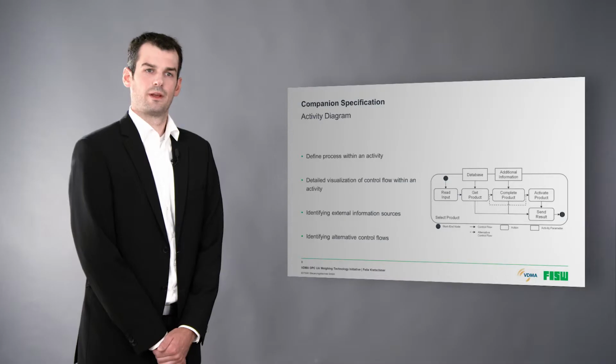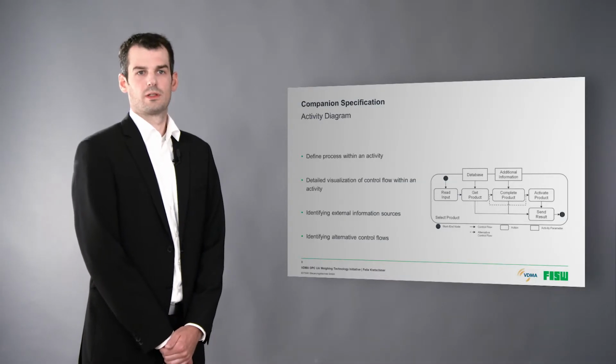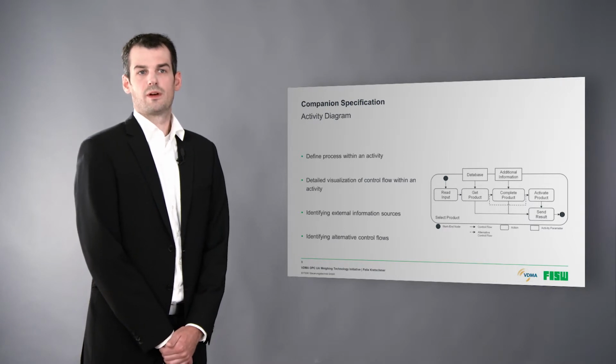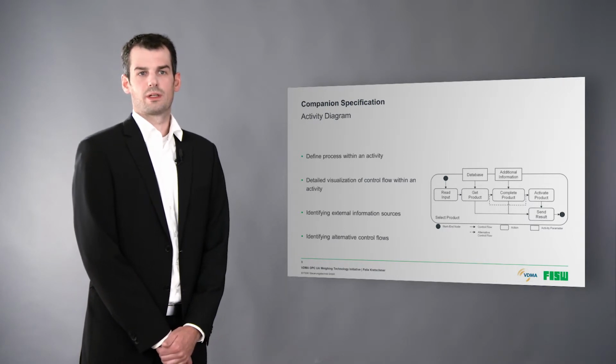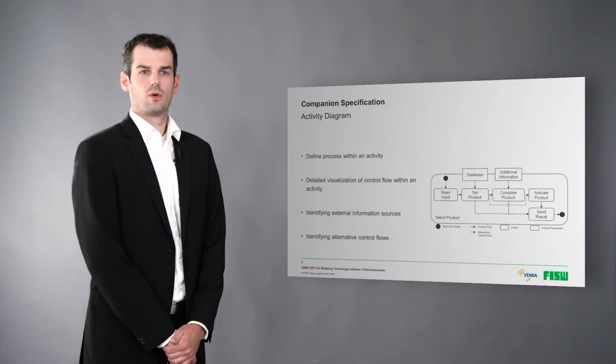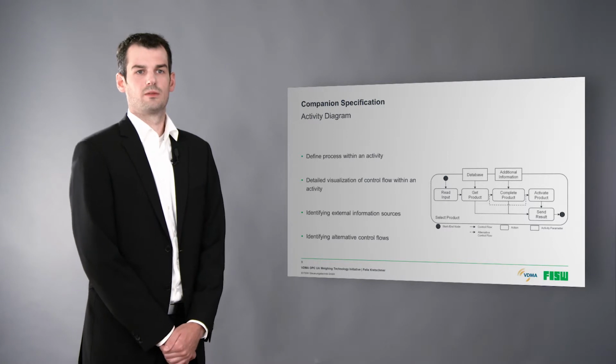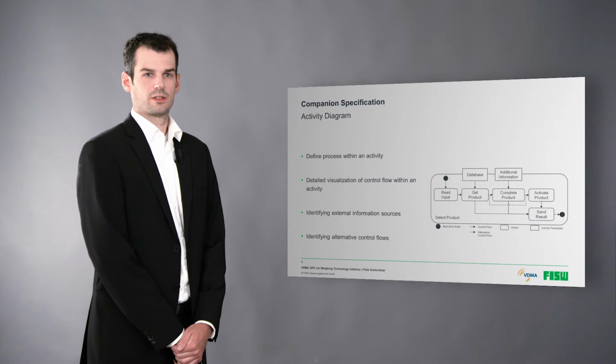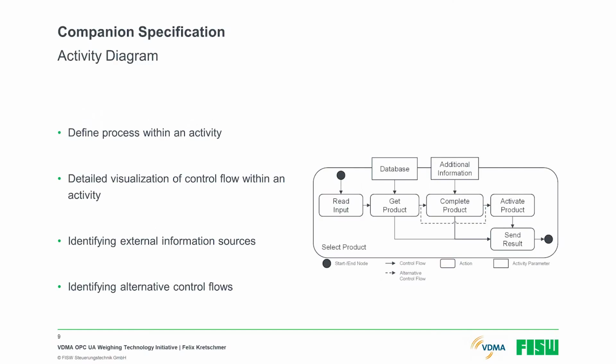So if you look into detail at the use case itself, you need to see what is happening in there. And for this, UML gives you the possibility to visualize it in an activity diagram. You define all processes within one activity. You give the different steps, you have the control flow between the steps, and you try to visualize the control flow within this activity from the start to the end node.